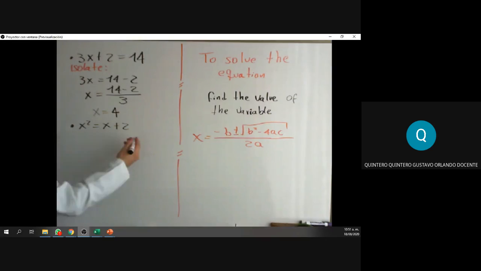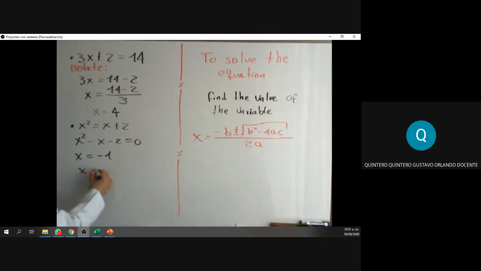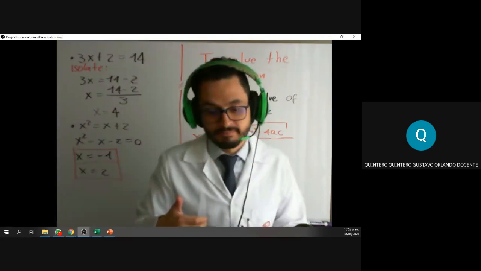So if we do that, of course, we're going to have to reorganize this equation. We have x squared minus x minus 2 equals 0. Look at that. I just moved it to the left, right? And in here, I can apply the formula. Now, I did this already. I know that the answers are -1 and 2. These are going to be the two answers. Because if I replace these two values in the main equation here, I am going to have an equality. Look at that. -1 squared is 1. And in here, -1 plus 2 is 1. 1 equals 1. That's a second answer. Look at that.